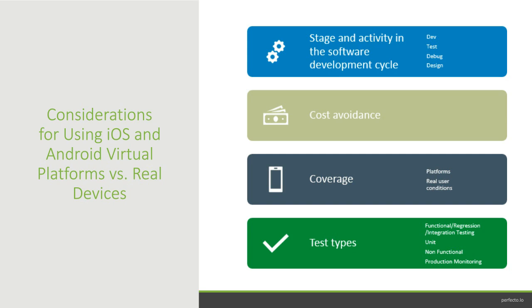The first one is the stage and activity in the software development cycle. Whether you are in the development cycle, or in the testing phases like integration, end-to-end testing, regression, and stuff like that. Cost, we'll talk about cost separately, but definitely mixing virtual devices and real devices can be also a cost-efficient solution for any organization. And then coverage. We talked about coverage from both the platforms as well as the real user conditions and the different testing types that you can complete on both.